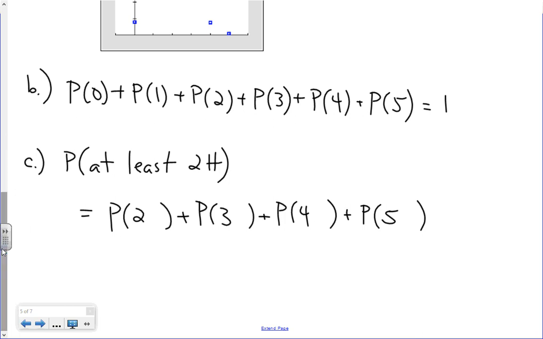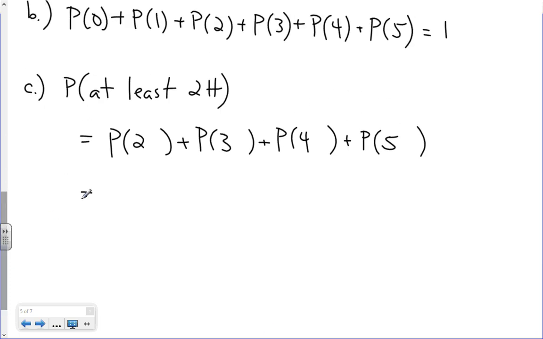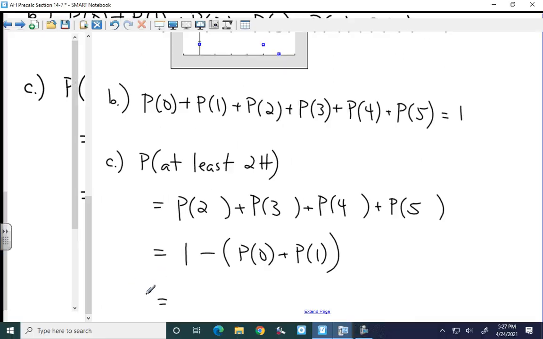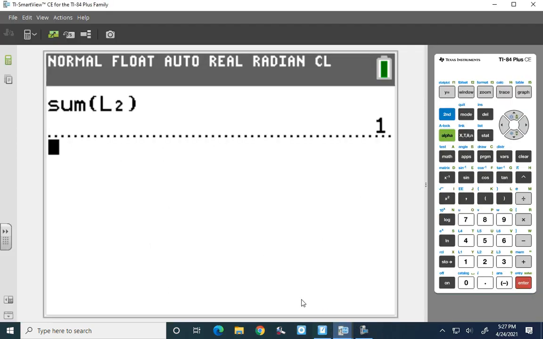The other way you could do this is to think about the complement. This first calculation wouldn't be too bad to do, but actually you're doing twice as much work as you really need to, because if I think about it in terms of the complement, it's 1 minus the probability of no heads or 1 head. That might be a little bit easier to calculate. And in fact, I'm going to use my calculator again to do this, since I have the equation in y1. I've also got the data in my list, so I could do it that way. There's actually several ways at this point I could do this calculation on my calculator. We'll do it one way here, though.